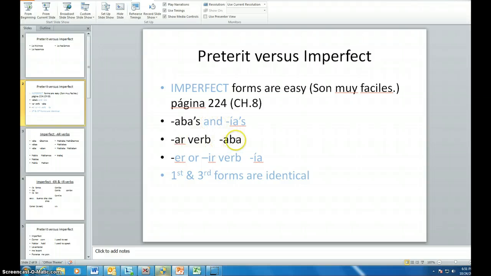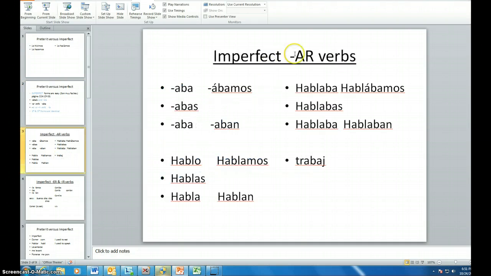AR verbs have aba endings. ER or IR verbs have ía endings. Let's look at the next example. So basically, AR verbs end with aba, abas, aba, ábamos, aban. For example, an AR verb like hablar, which means to speak. If you want to say in the present tense, you may remember these: hablo, hablas, habla, hablamos, hablan. I speak, you speak, he, she, it speaks, we speak, y'all speak, they speak.